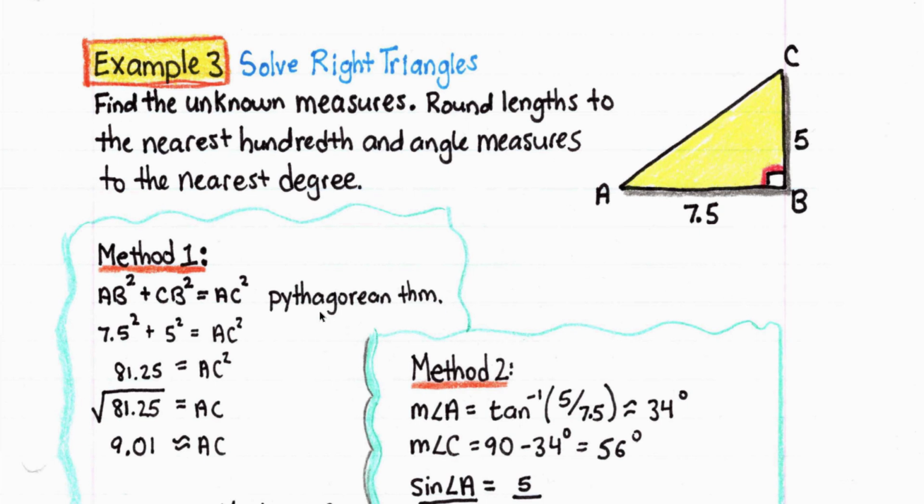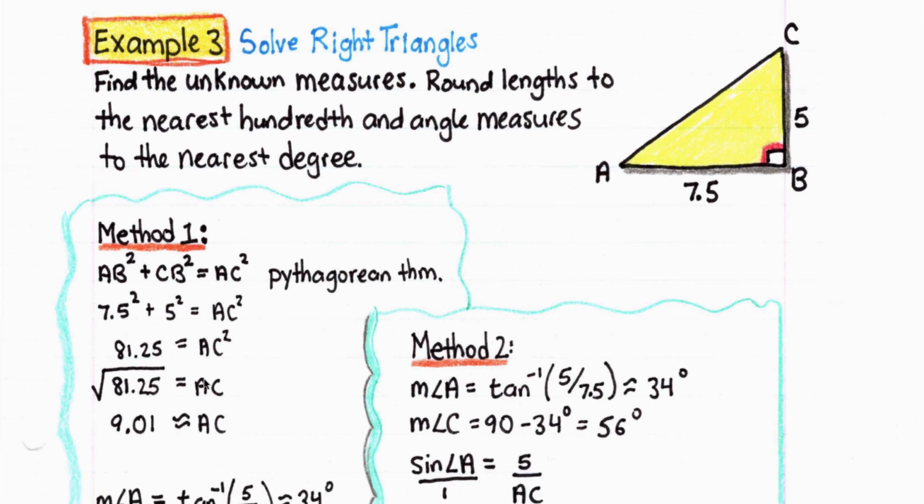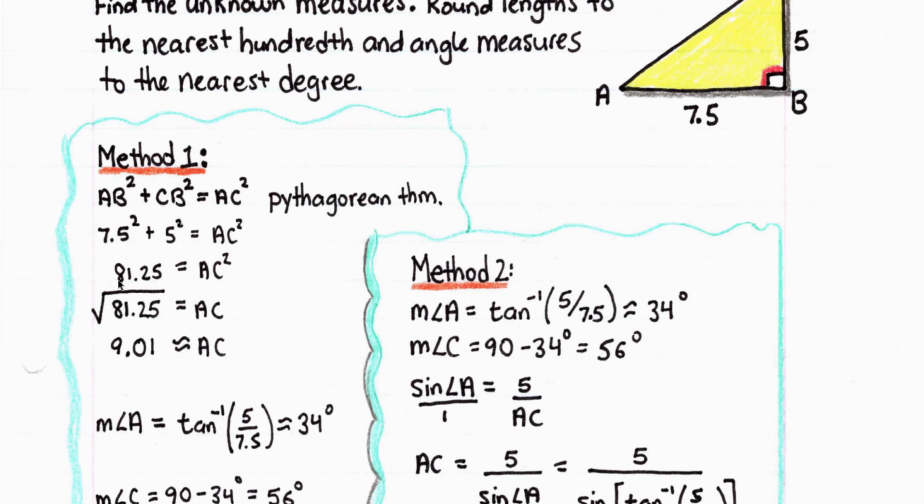Method 1 is going to use the Pythagorean theorem to find the hypotenuse. So AB squared plus CB squared equals AC squared. Substitute in the values you know. So AC squared is equal to 81.25. Use the square root property, and so AC is approximately 9.01.